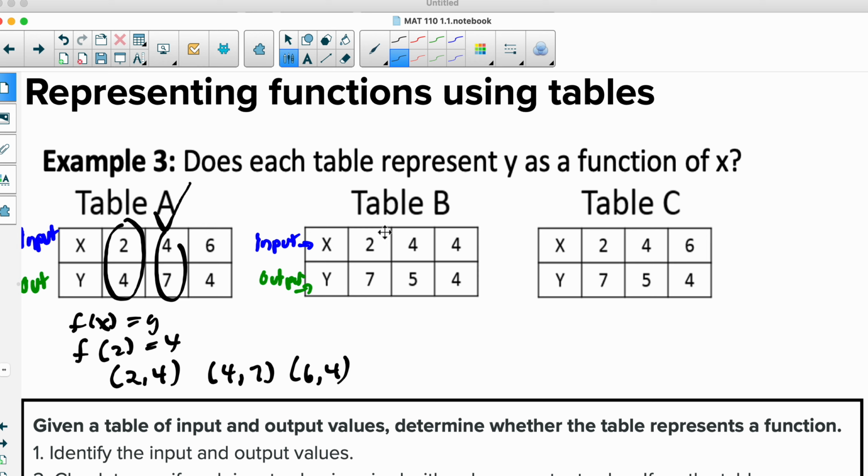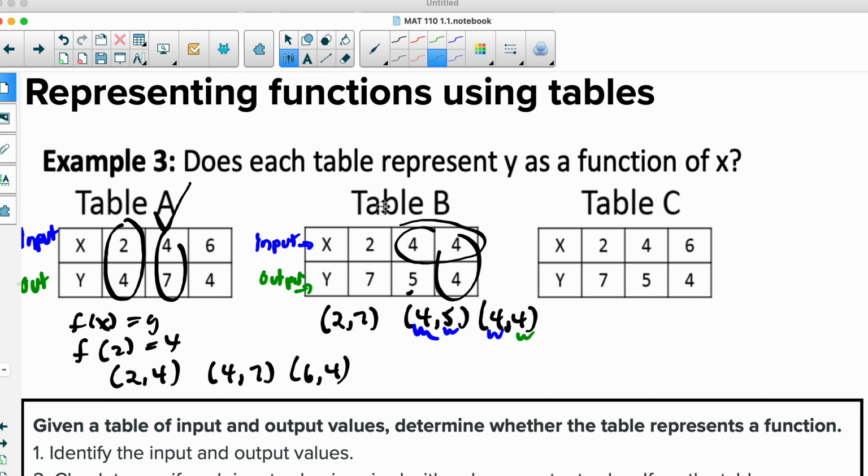Now when you look at a table, the key is I can see already here there's 2 inputs of 4. Okay, so let me write these as ordered pairs: 2, 7, input 4, output 5, and then when I input 4, I output 4. So here I have an input of 4, but sometimes I get an output of 5, and sometimes I'm going to get an output of 4. So this is not a function. All right, and when I look here, all of these are different inputs, and so we're good here. So this is a function.